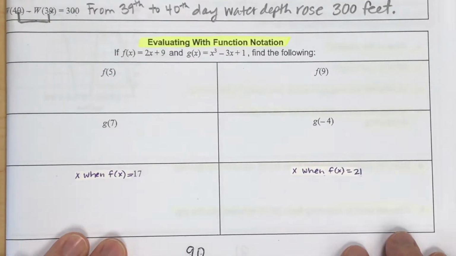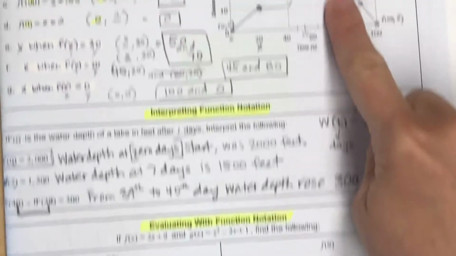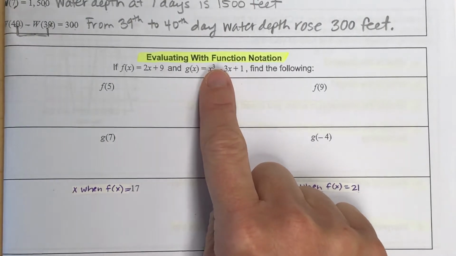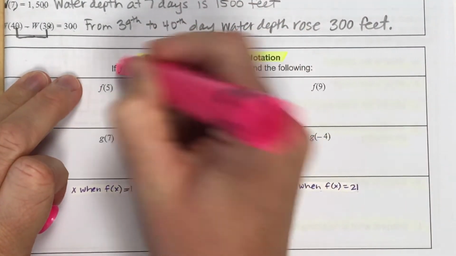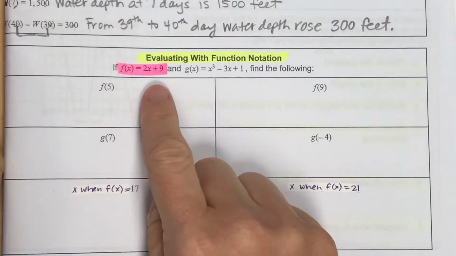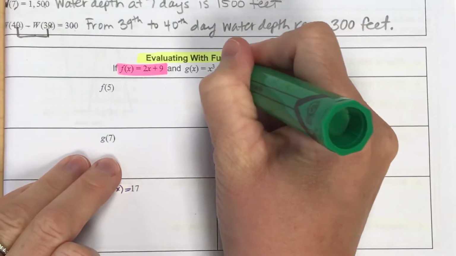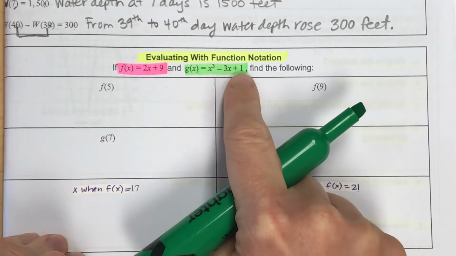In this video, I'm going to show you how to evaluate with function notation. Versus what we did in a previous video with a graph, in this case, you're given two separate equations. One of the equations is the function 2x plus 9, and another function that we're going to evaluate is a cube function, x cubed minus 3x plus 1.